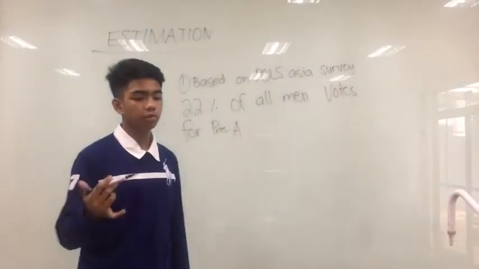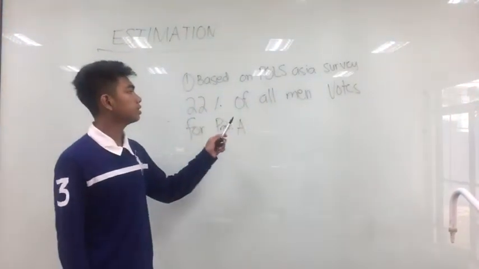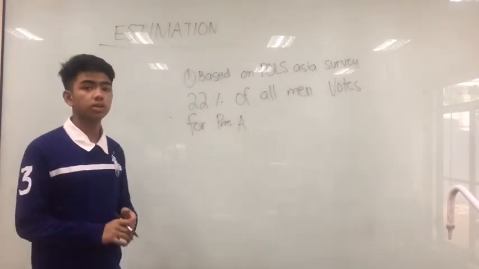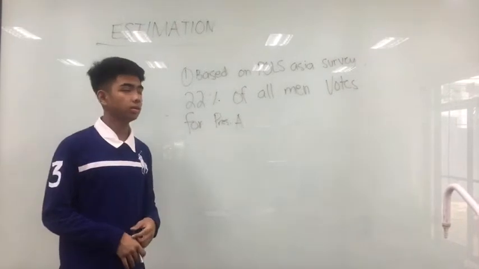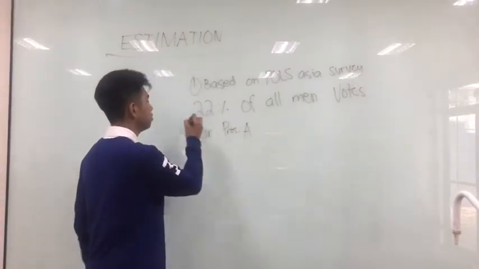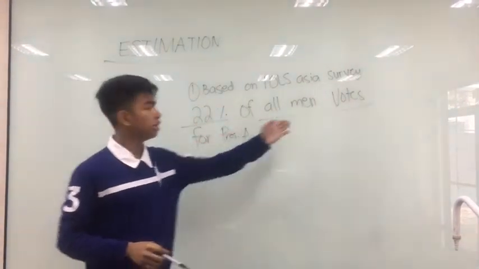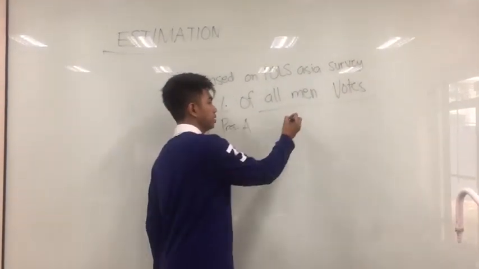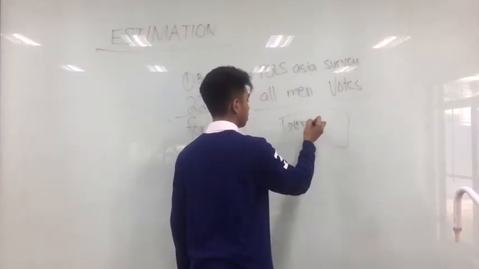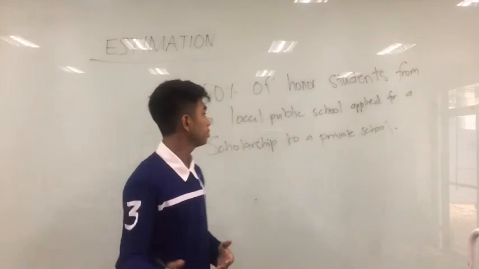So this is a problem involving inferential or descriptive statistics. Based on Paul's ACE survey, 22% of all men vote for President A. So what do you think this is? Descriptive or inferential? This is inferential because it uses a parameter of the population. If it gives you a parameter of the population, it is automatically inferential. Let's move on to the next sample.